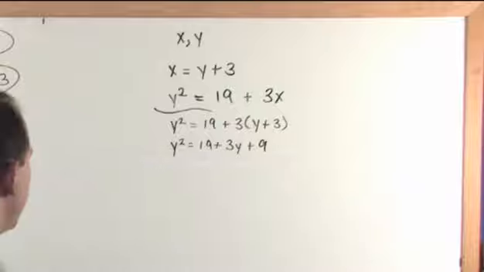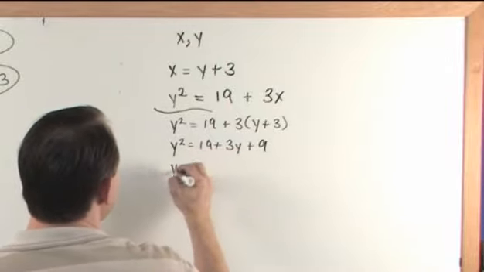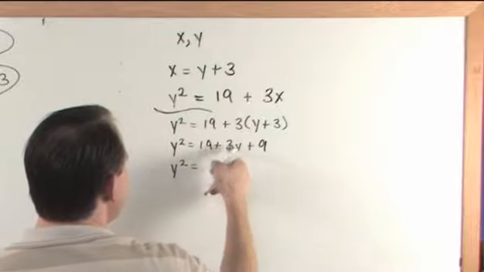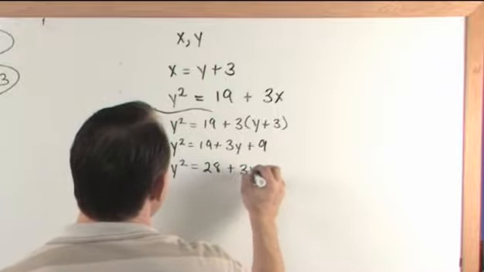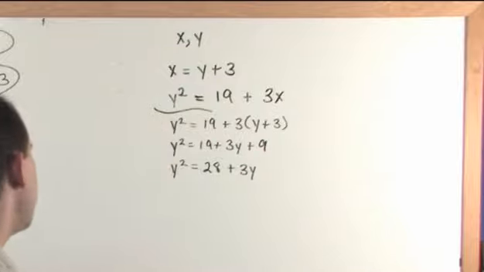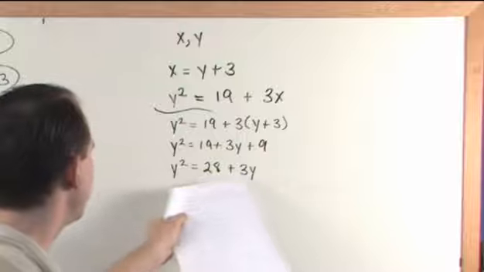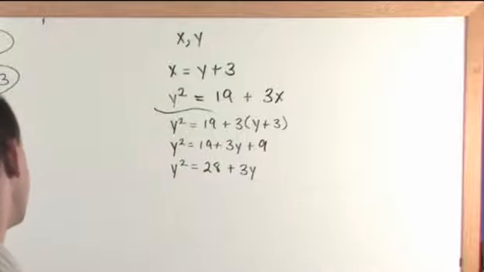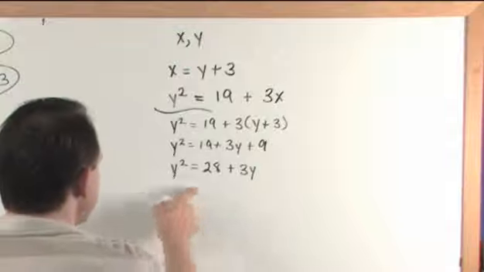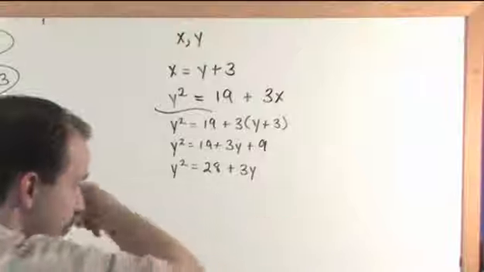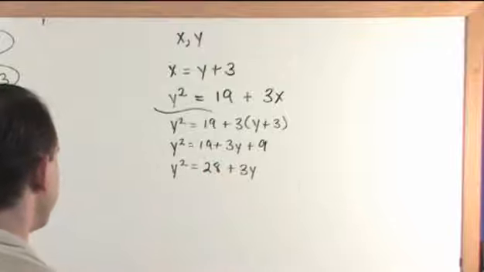So far so good. Let's continue simplifying. Let's add these numbers together. These are just simply numbers. y squared is equal to 19 plus 9 gives you 28 plus 3y. Now it looks like we've gone about as far as we can. You have a y squared term, a y term, and a term with no y at all. You can't solve for y, you can't manipulate this and get y by itself, because you have a square term and a non-square term.